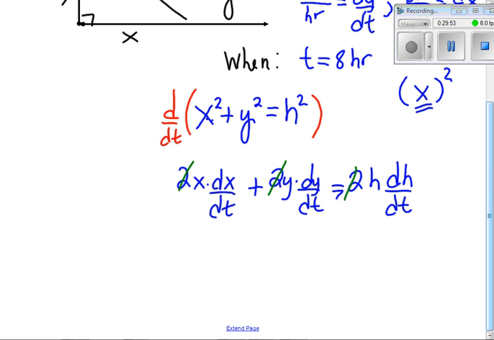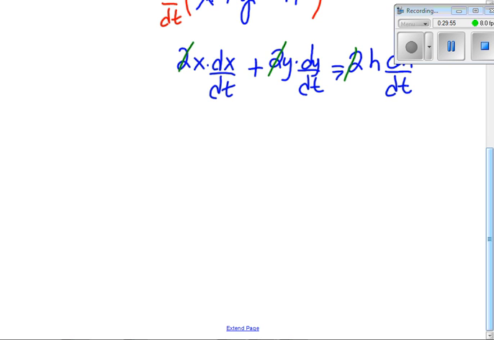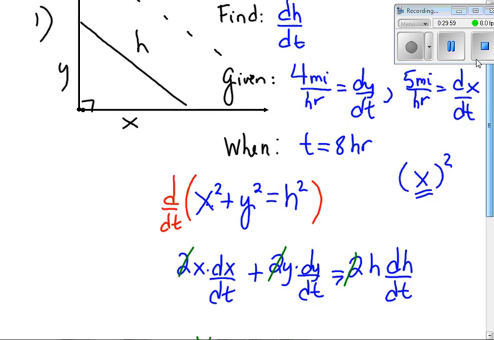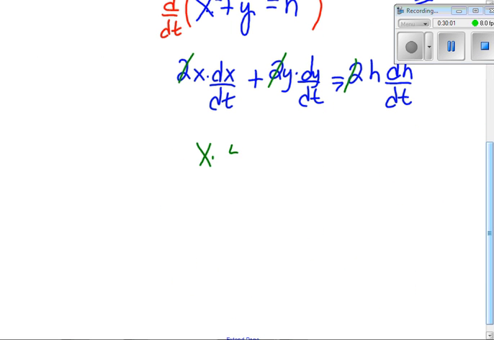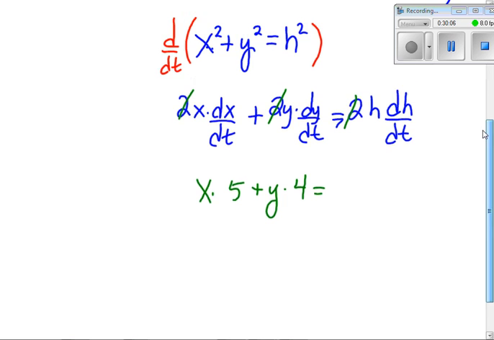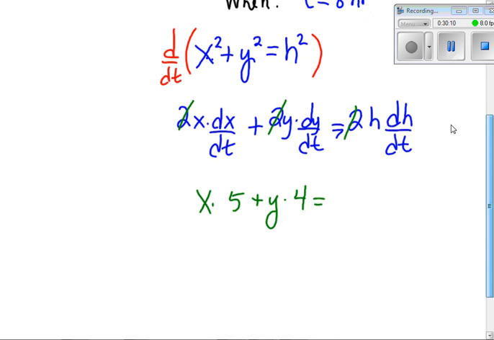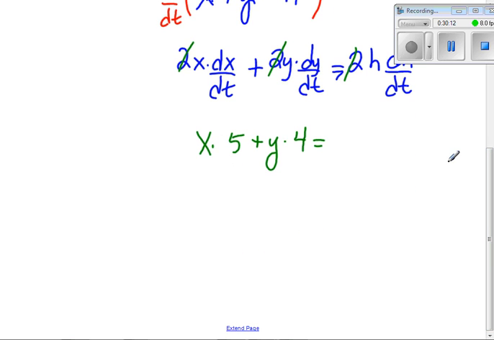What do I have to figure out? I have x times dx/dt, which is what? That's 5. Plus y times dy/dt, which is 4, is h, I have no idea what h is, times dh/dt. After you've taken the derivative, you can put them back in. If you look at that, the last page on it says when to do it. Always after the derivative.